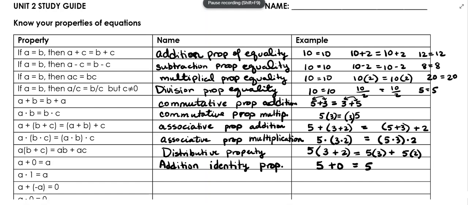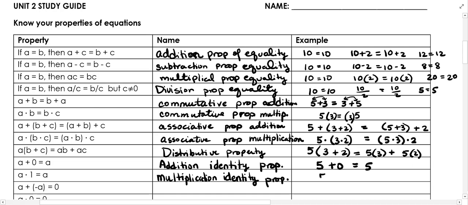So no need to write plus 0. It's not going to make a difference. The next one is the multiplication identity property. Because it says if you multiply A by 1, you still have A. So any number multiplied by 1 is still going to be the number, right?